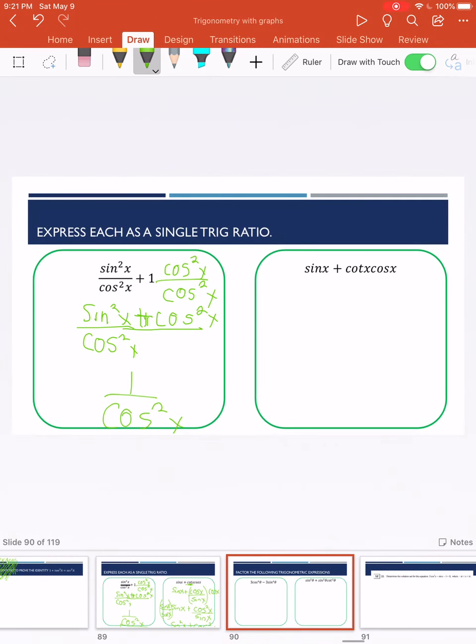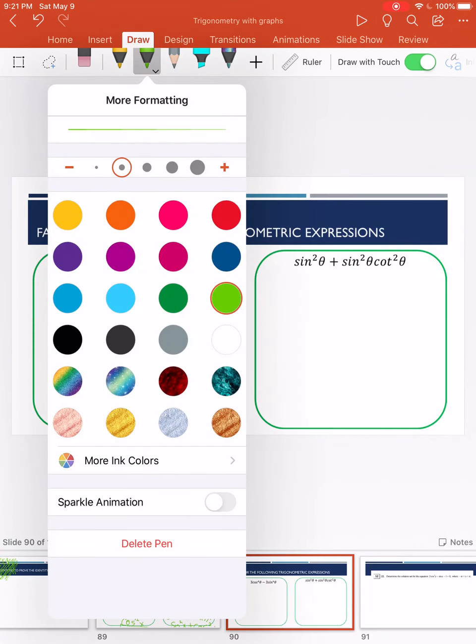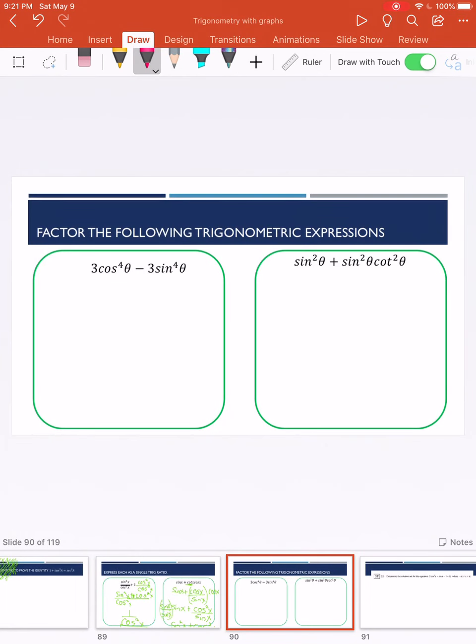All right, let's try factoring. So I'm going to use a different color to factor. Let's try pink. Okay, so what can I factor out of this? I can factor a 3 out. So let's go ahead and factor that 3 out. So I have 3 times cos to the power 4 theta minus sine to the power 4 theta.